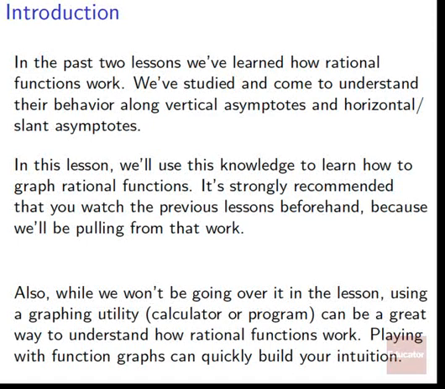Also, while we won't be going over it in this lesson, using a graphing utility, whether it's a calculator or a program or something even on a smartphone, can be an absolutely great way to understand how rational functions work. Playing with function graphs can quickly build your intuition. Just like it can build your intuition for any function, being able to play around and change what your denominator is and what your numerator is will build a really great intuitive understanding of how this stuff works much faster than trying to do it all by hand.